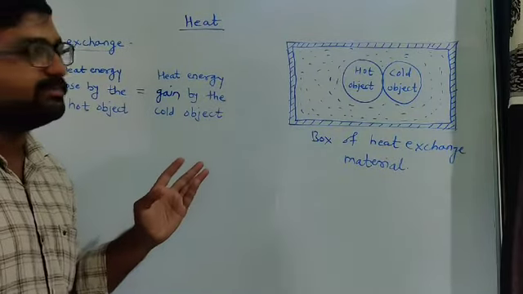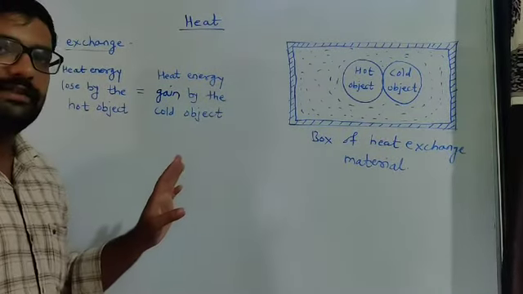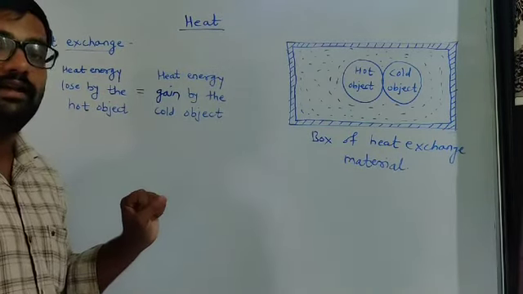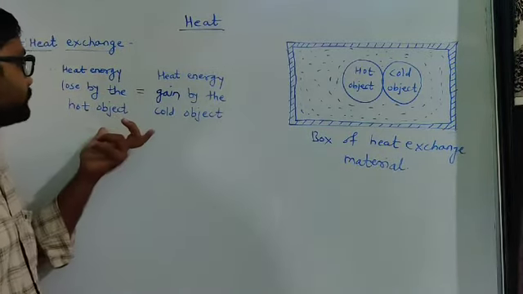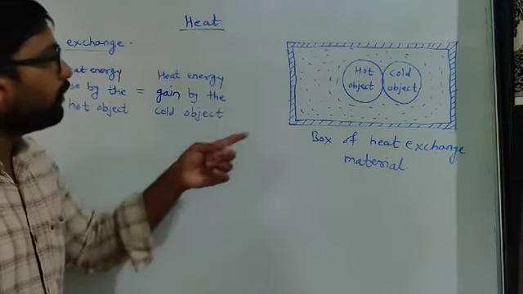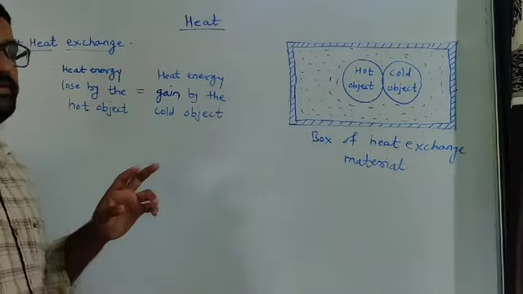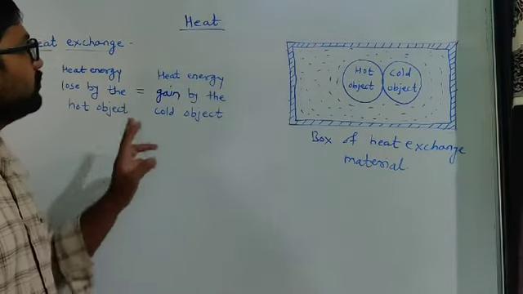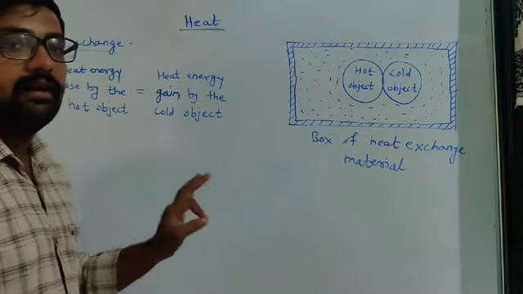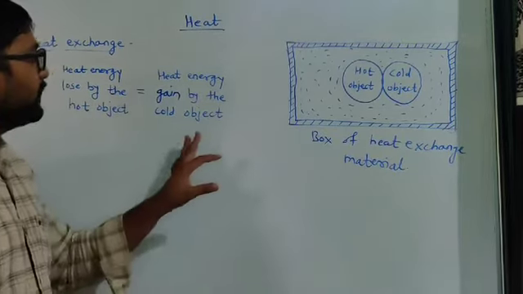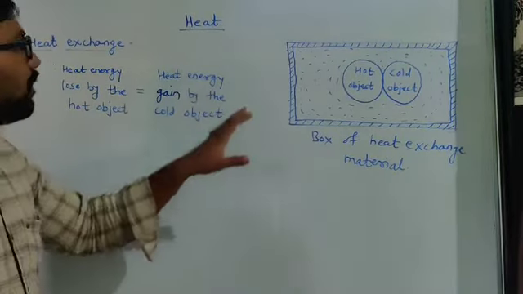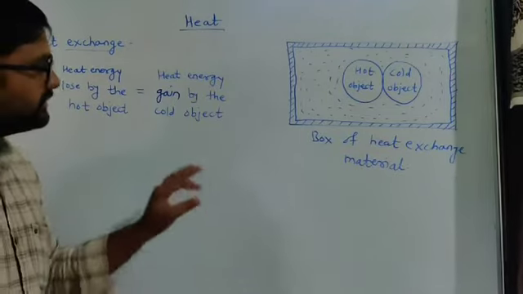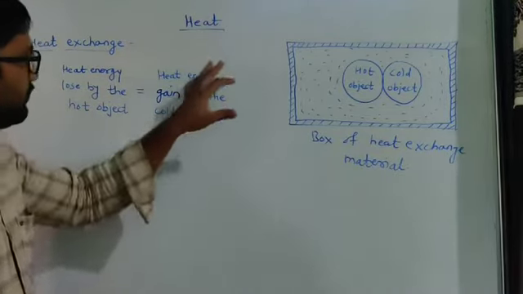So here, simply the hot object will lose its heat energy and the cold object will absorb that heat energy, in such a way that this principle is followed in this isolated system. Heat energy lost by the hot object will be equal to heat energy gained by the cold object. Okay, that is the principle of heat exchange. The principle of heat exchange, that we have to remember.